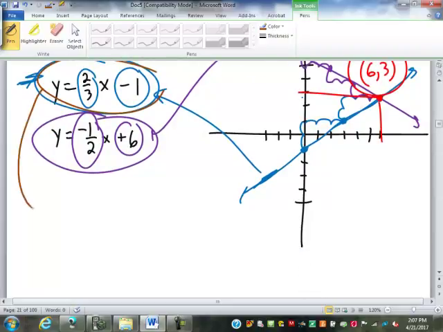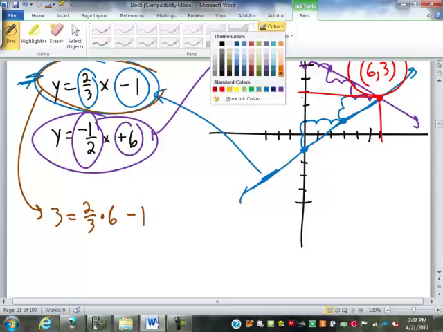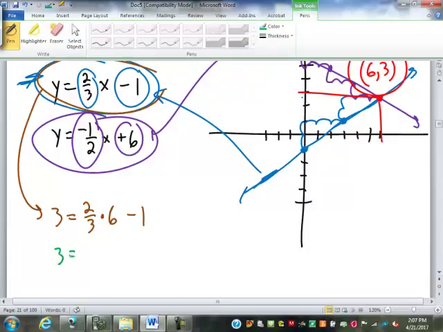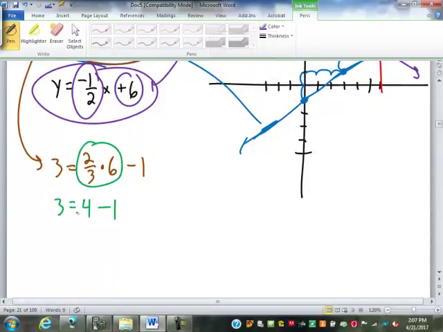Let's do the top equation first. What's going to go in for y? The 3, good. So 3 equals 2/3 times, and for x we put in 6, then minus 1. Now we do our order of operations. There's nothing to do on the left side. On the right side, 2/3 times 6 is 4. Perfect. And 4 minus 1 is 3. Very good. Well, 3 does equal 3, so that is true.